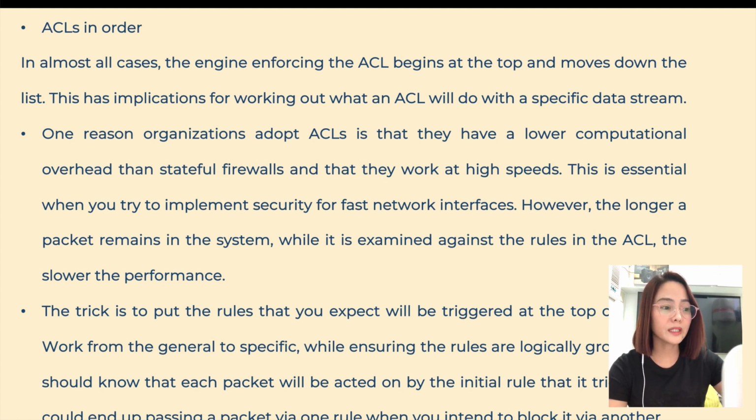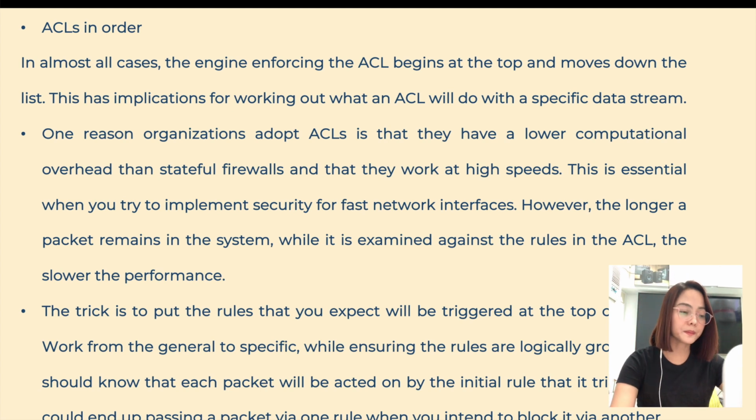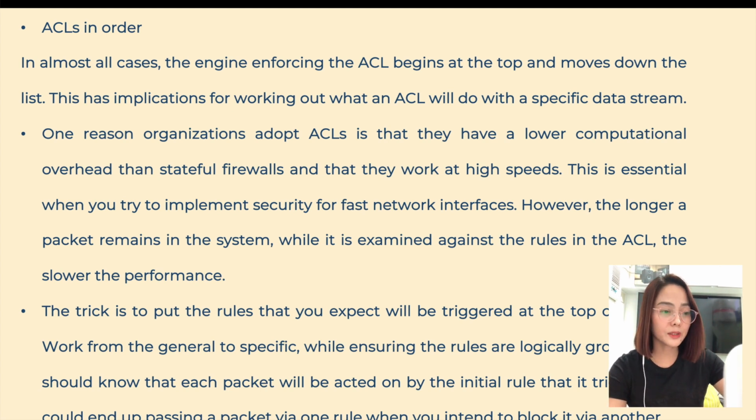However, the longer the packet remains in the system while it is examined against the rules in the ACL, the slower the performance. The trick is to put the rules that you expect will be triggered at the top of the ACL. Work from the general to specific while ensuring the rules are logically grouped. You should know that each packet will be acted on by the initial rule that it triggers. You could end up passing a packet via one rule when you intend to drop it via another.